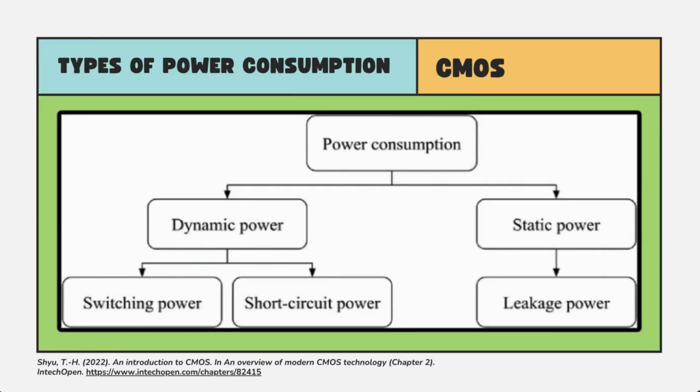There are types of power consumption in CMOS. As you can see in the tree diagram below, under the dynamic power there are switching power and short circuit power. And under the static power, there is leakage power.